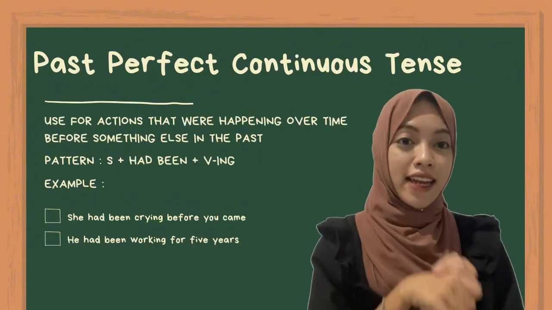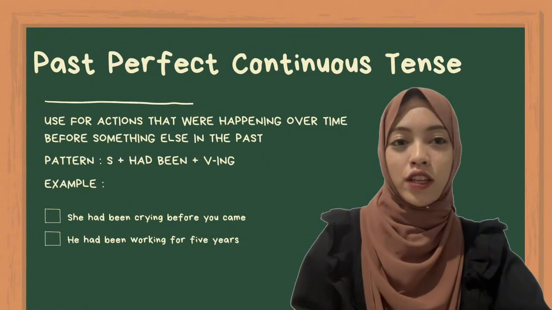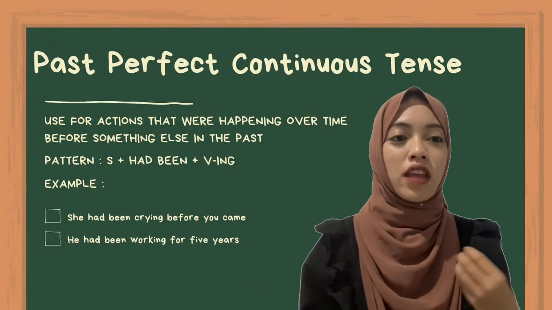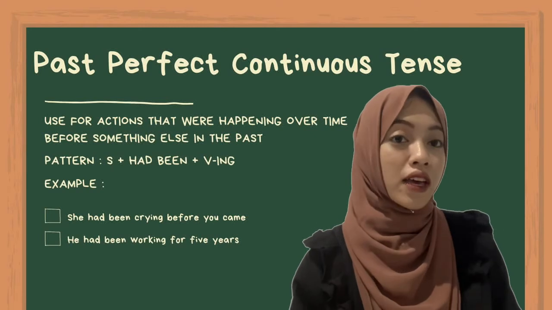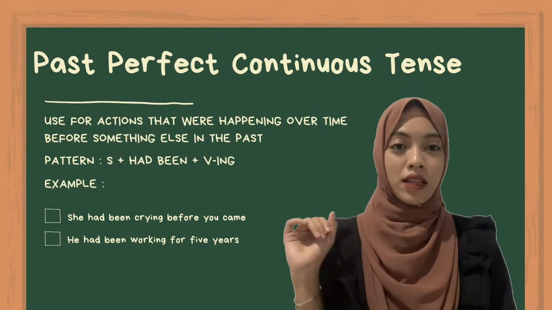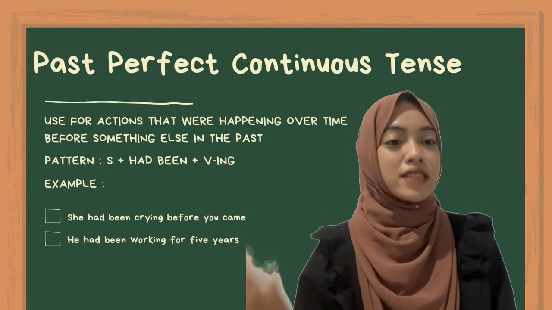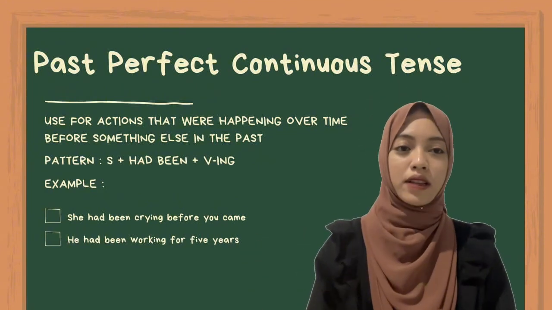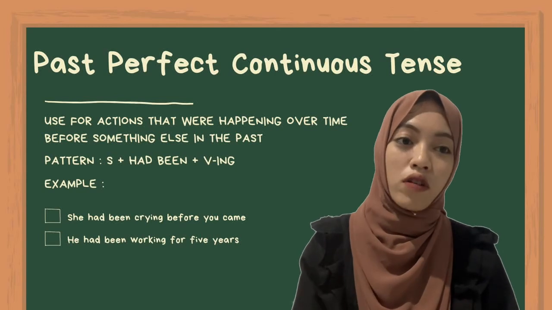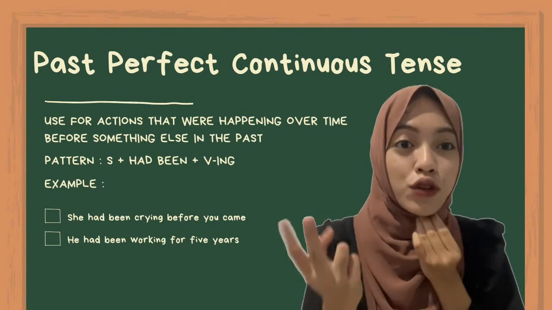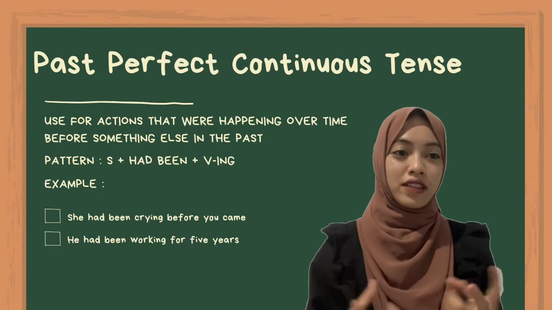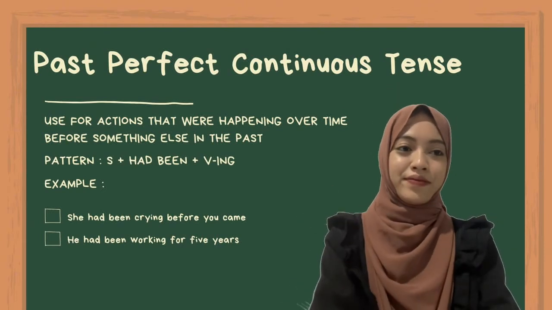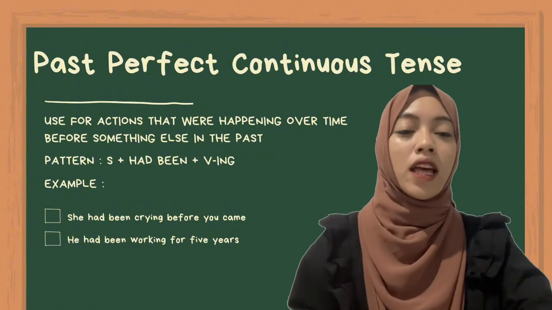Ready? And the next is past perfect continuous tense. Past perfect continuous tense is used for an action that was happening over time before something else in the past. And the pattern is subject plus had been plus verb in. For example, she had been crying before you came. And then he had been working for 5 years. Okay.